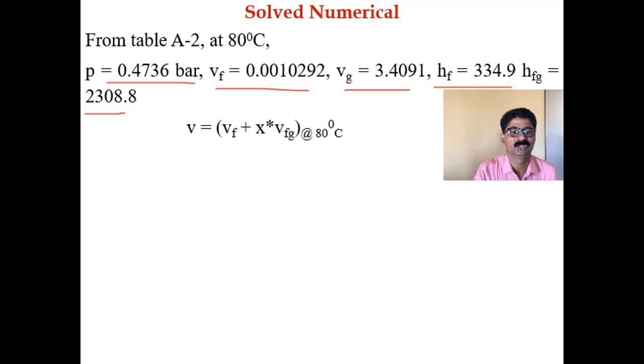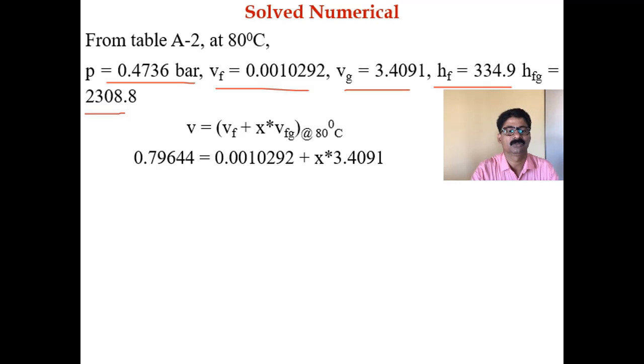Now V is equal to Vf plus X Vfg at 80 degrees Celsius. Substitute for this constant volume process: V is 0.796 as given. Vf is given in this table for 80 degrees Celsius, and Vfg is also known. So find out the dryness fraction at 80 degrees Celsius.